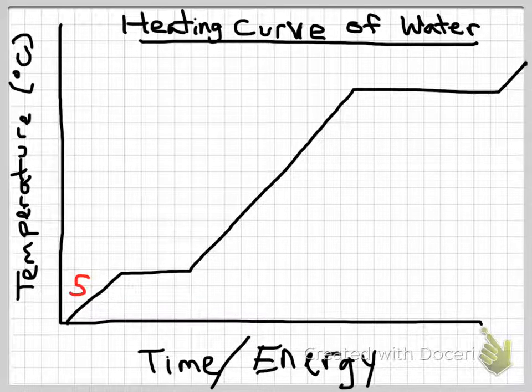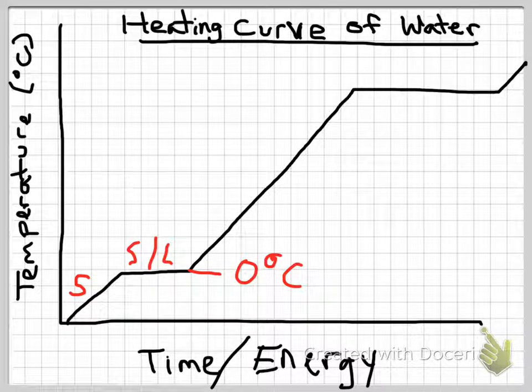Once we hit 0 degrees Celsius, our ice melts into liquid. So here we have a mixture of solid and liquid, and that is during our melting time. Once all of our ice has melted, we only have liquid.